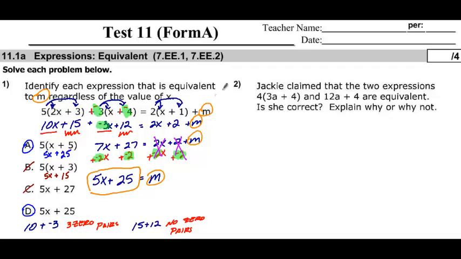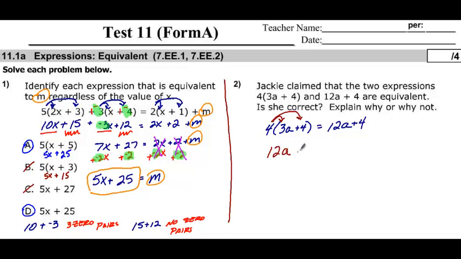For the second part of this problem, Jackie claimed that two expressions are equivalent. Well, if expressions are equivalent, it means they equal each other. So let's put them down just like they equaled each other. Now we need to distribute on this side. 4 times 3a, 4 times 4. 4 times 3a is 12a, plus 4 times 4 is 16. Is that equivalent or equal to 12a plus 4?